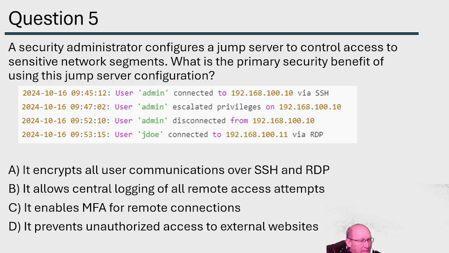Well, if you answered C and you were thinking to yourself, it's got to be multi-factor authentication, that would be incorrect. That is not a feature of a jump server. A jump server provides two major things. It provides a secure, controlled access point to sensitive network segments, like our servers and other points, and it helps track user activity. So it does 100% allow for central logging of all remote access attempts. That is a key feature of a jump server. The answer is most definitely B.